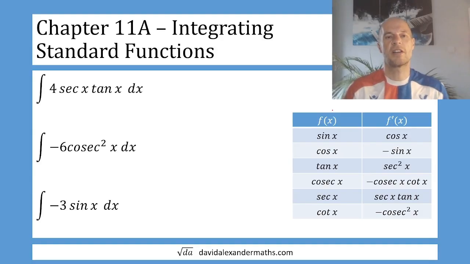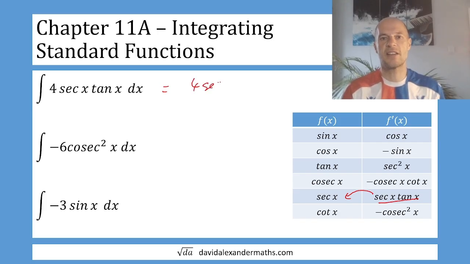So here are a couple of examples in action. Now for sec x tan x, because I've done a lot of calculus, I know that sec x tan x is the derivative, and we can see it over here, this is the derivative of sec x. So if I'm integrating sec x tan x, then that's going to take me back to sec x. So this will be 4 sec x plus c.